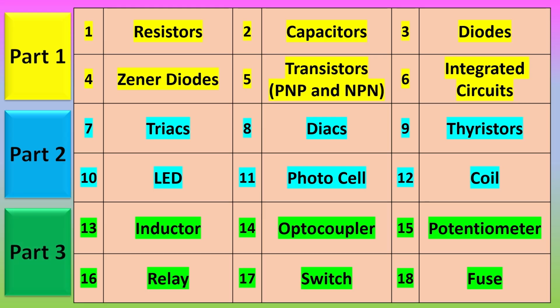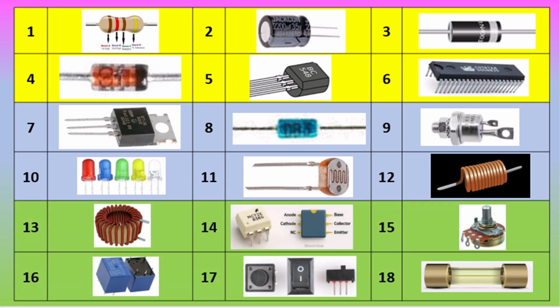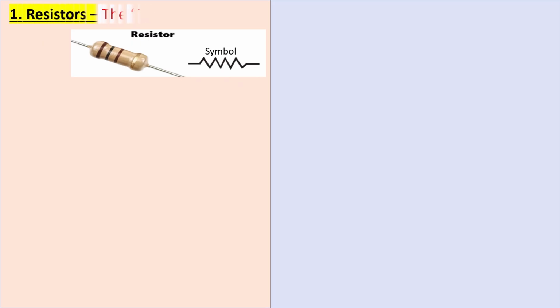So in part 1, we're doing resistors, capacitors, diodes, Zener diodes, transistors, and integrated circuits. Here are just some pictures of the components that you will be looking at throughout this course. So the first 6 that we'll be doing, you'll see the yellow ones, and then the other ones are blue and green. Here we have a picture of a resistor with its symbol.